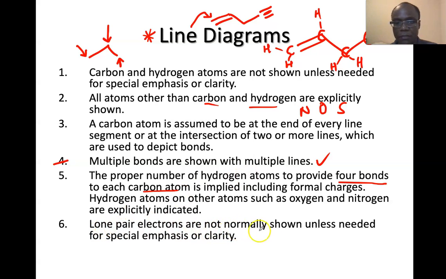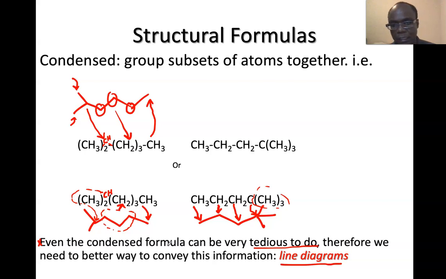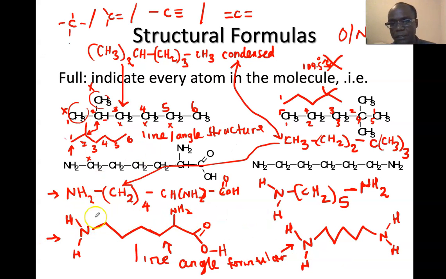Lone pairs of electrons are usually not shown unless for special emphasis. Like here you see, I did not show lone pairs, but they are there. You see, these are 6 electrons. 3 bonds means 6 electrons. So I need 2 more to make an octet. Here they have 4 electrons on the oxygen. I need 4 more to make an octet. 4 electrons shared with the oxygen. So I need 4 more to make an octet.